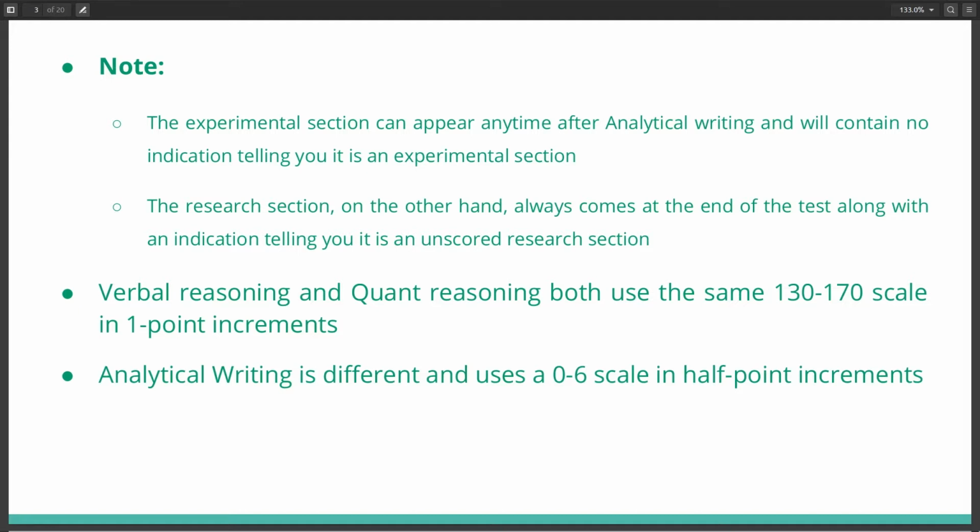About the scoring, verbal reasoning and quantitative reasoning both use the same 130 to 170 scale, and it has increments of 1 point or 1 mark. The analytical writing section is different and it uses a 0 to 6 scale in half point increments. So you can score 0 or 0.5, 1 or 1.5, and so on.